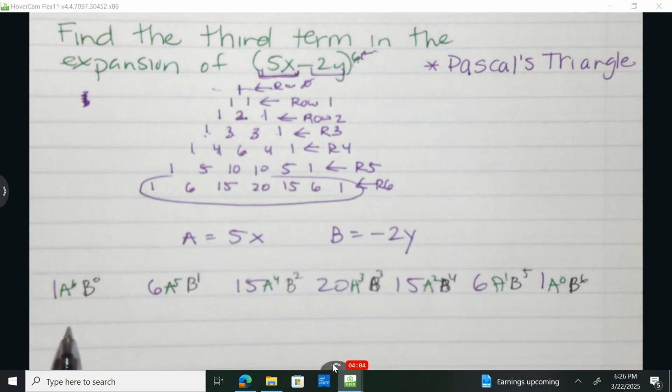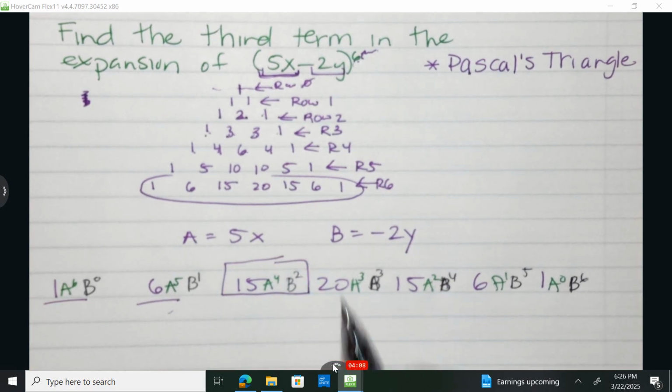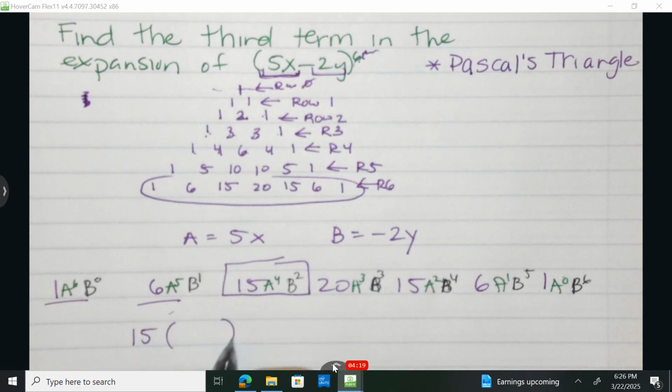We're asked to find the third term. This is the 1st, the 2nd, and here is the 3rd. So we're not asked to expand this entire thing. We're just asked to find a specific term as we expand this binomial expression. So it's 15, and I'm going to leave a parenthesis with the 4.